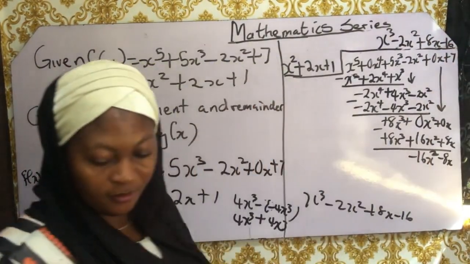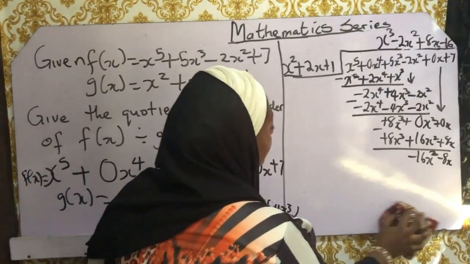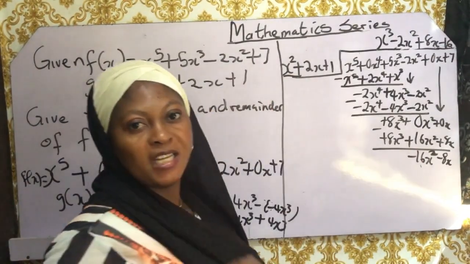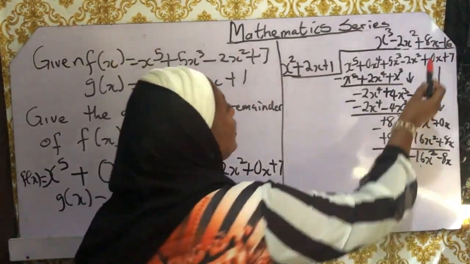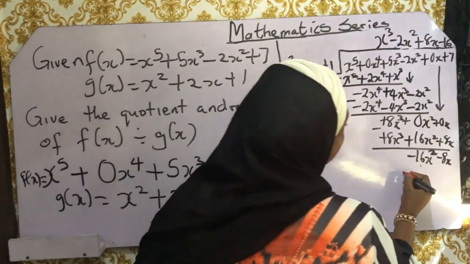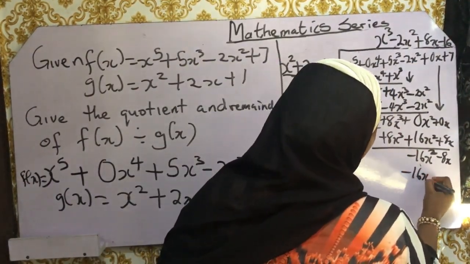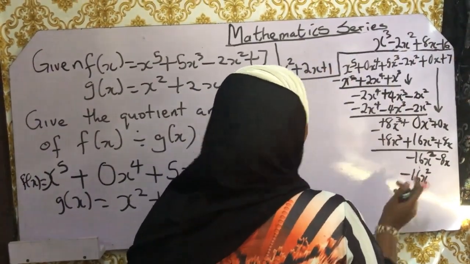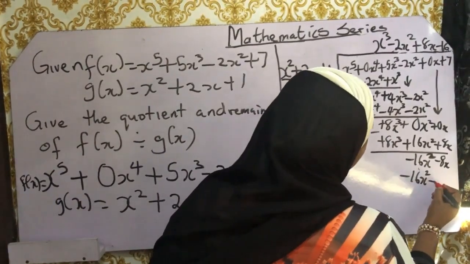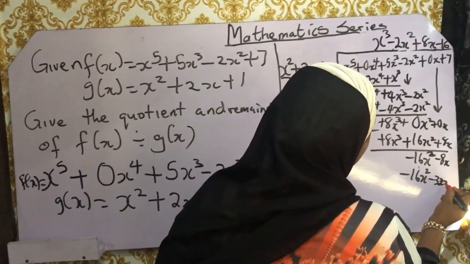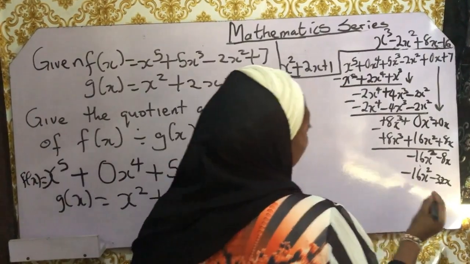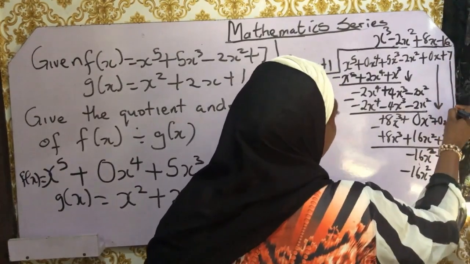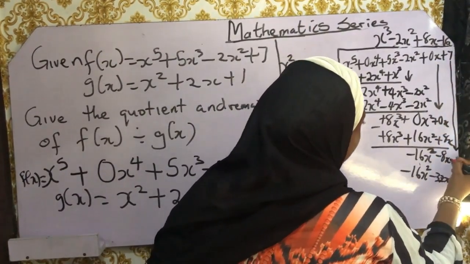So we have negative 16. Let me take that part again. Negative 16x squared divided by x squared gives negative 16. So negative 16 times x squared gives negative 16x squared. Then negative 16 times positive 2x gives negative 32x. And negative 16 times positive 1 gives negative 16. Yes, see the 7 here, so bring it down. Plus 7.